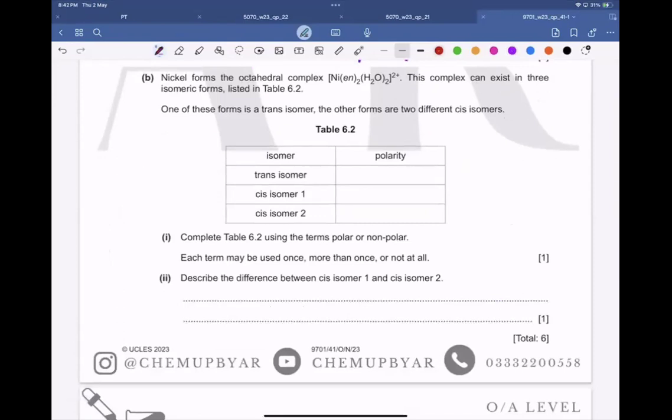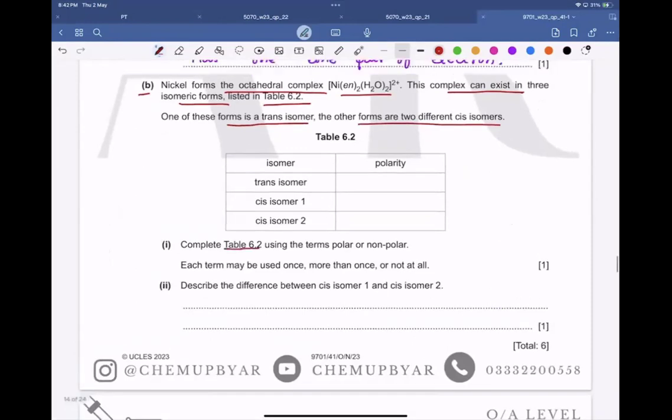Okay. Now, nickel forms an octahedral complex. This complex can exist in three isomeric forms listed in table 6.2. One of the forms is a trans isomer, the other forms are two different cis isomers. Complete the table using the terms polar and non-polar.